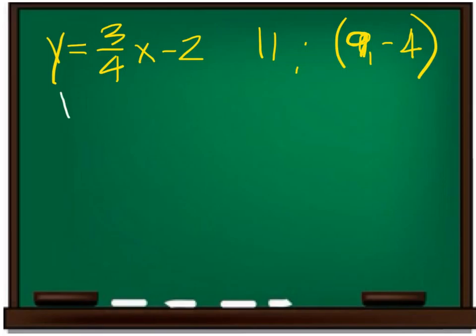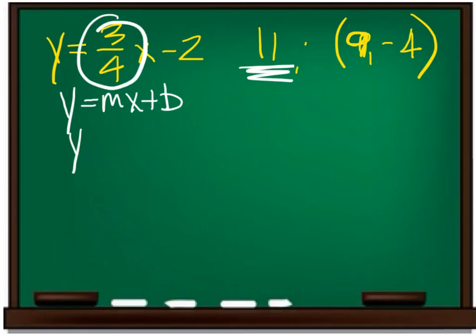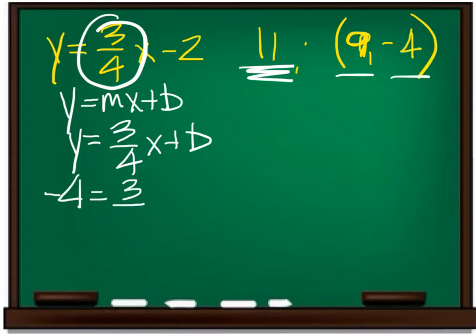On the practice problem, you start with y equals mx plus b. Since it's parallel, we're using this slope. So y equals 3/4 x plus b. We're plugging in these numbers from the point. So it's negative 4 equals 3/4 times 9, not x but times 9. 3/4 times 9, and then plus b.